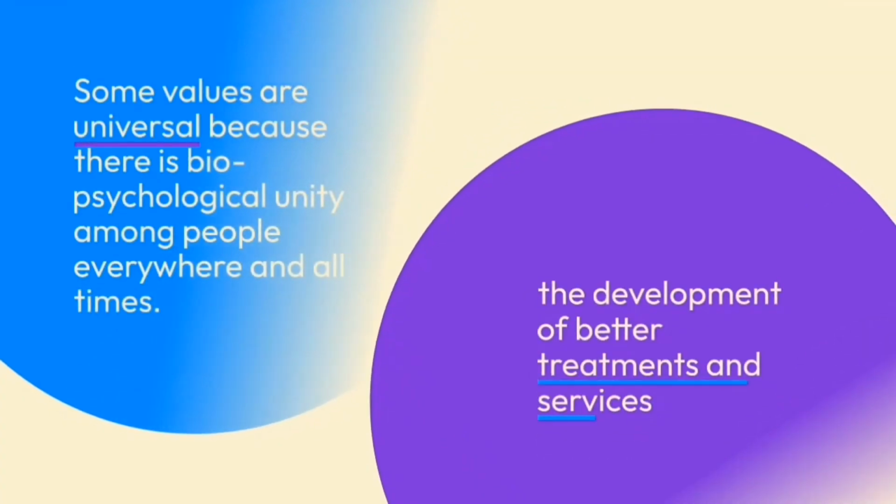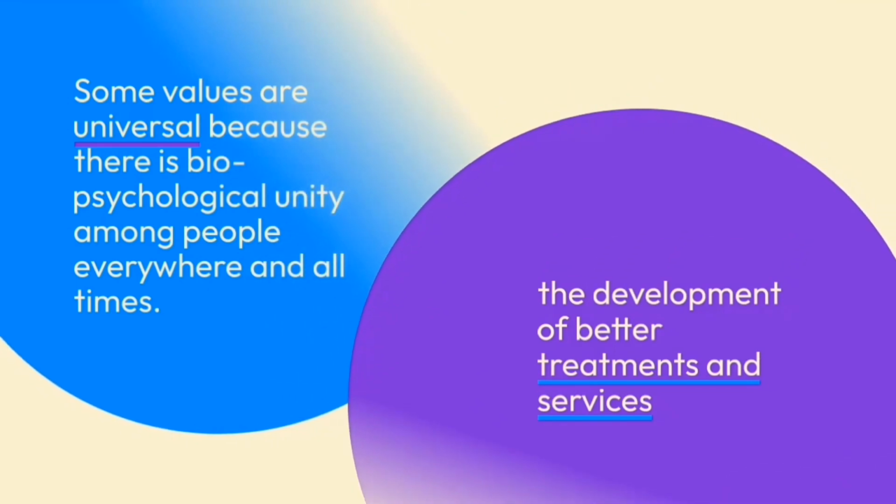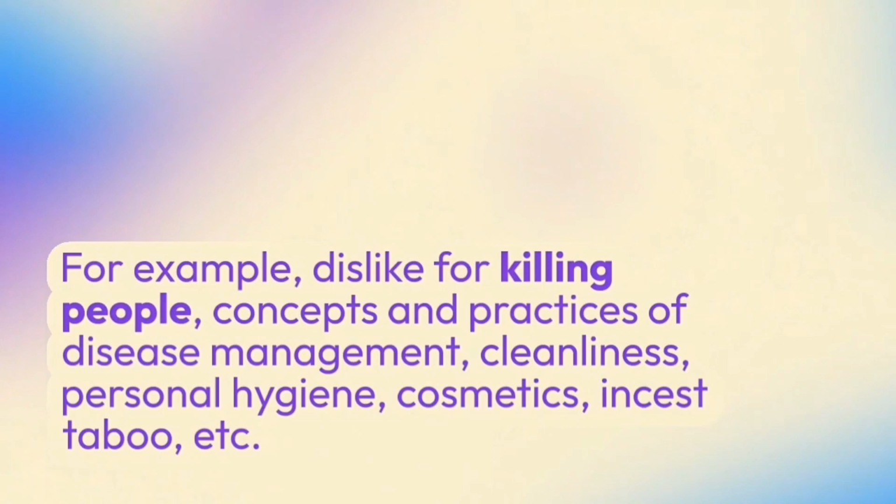Some values are universal because there is biopsychological unity among people everywhere and at all times. In other words, they emanate from the basic similarity of mankind's origins, nature, and desires. For example, dislike for killing people, concepts and practices of disease management, cleanliness, personal hygiene, cosmetics, incest taboo, etc.